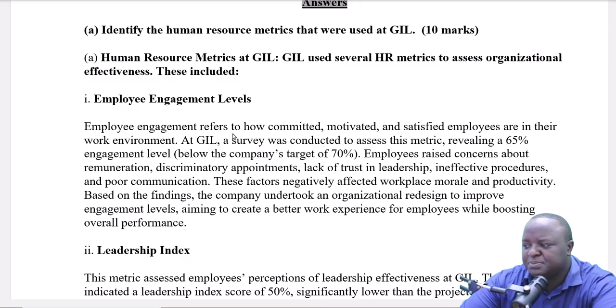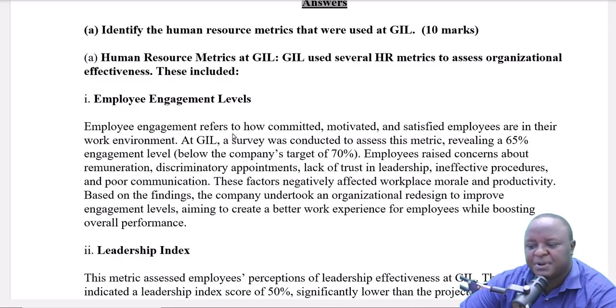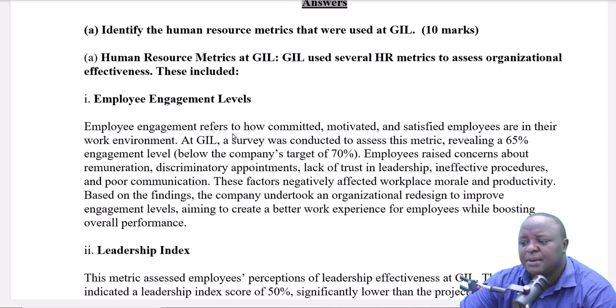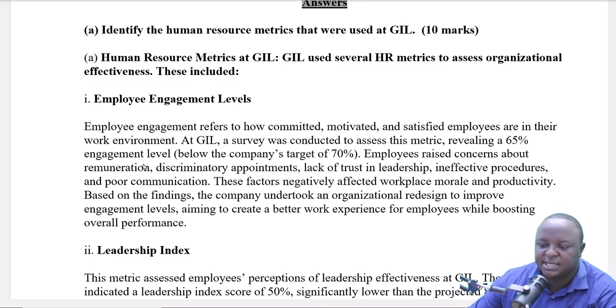As much as the management or leadership might come up with strategies, the employees will not feel that these are the right strategies, and they cannot support them. So you see, these factors negatively affected workplace morale and productivity. Based on the findings, the company undertook an organizational redesign to improve engagement levels, aiming to create a better work experience for employees while boosting overall performance. Which means the management identified that the employee engagement levels were not good, conducted research, and found out the reasons as we have clearly stated.